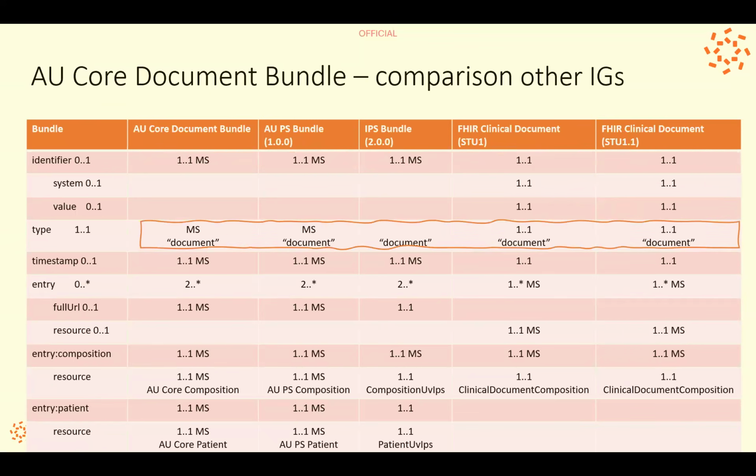The next one is type, and again, it's pretty ubiquitous across the top here. It is mandatory already in FHIR, and we're just marking them as must support, but we are fixing this in the context of this document bundle profile to a type of document.